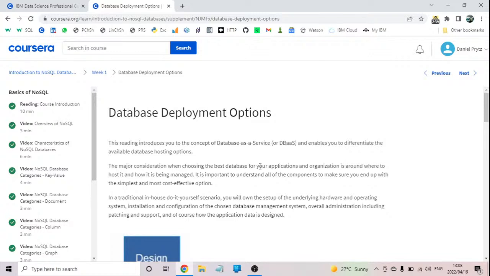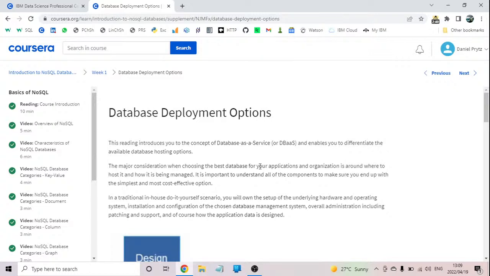Right, database deployment options. Let's move on to our next item, guys. So this is the reading, database deployment options. All right, let's go to database deployment options.